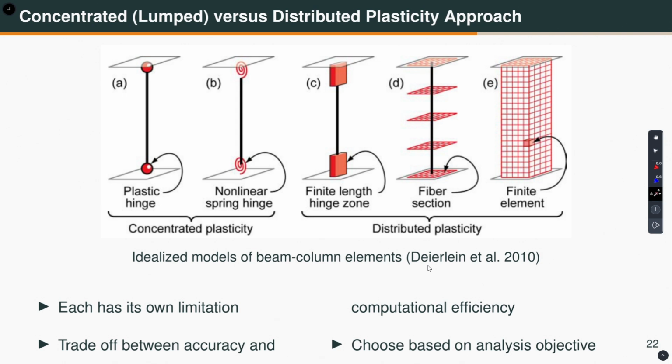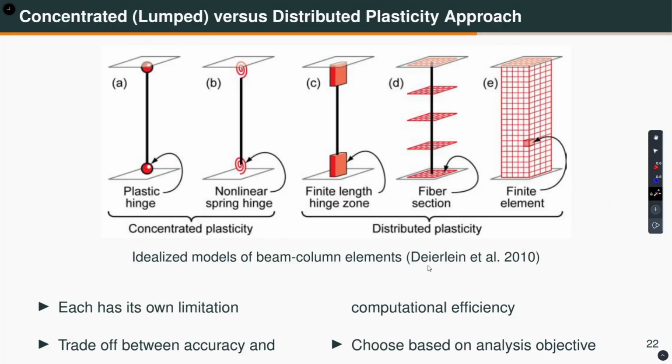Now, which model you pick up? Each model has its own limitation. Okay. So, it is a trade off between accuracy versus the computational efficiency. The concentrated models are very easy to use and computationally very efficient. On the other hand, distributed plasticity models are expensive computationally.